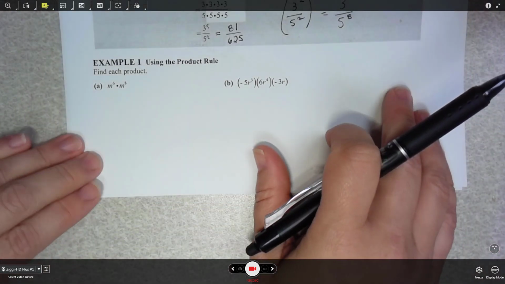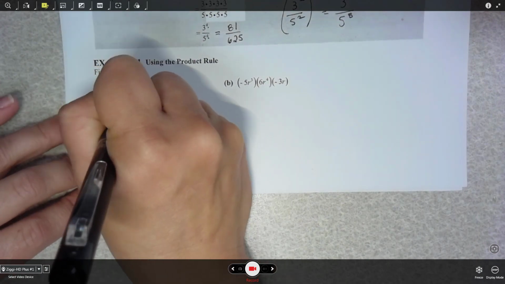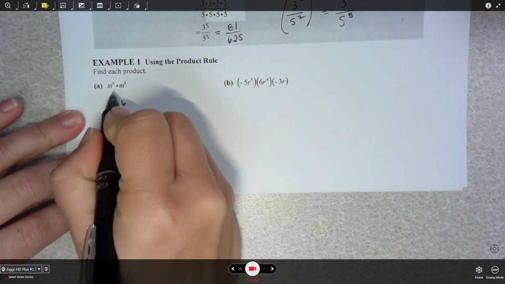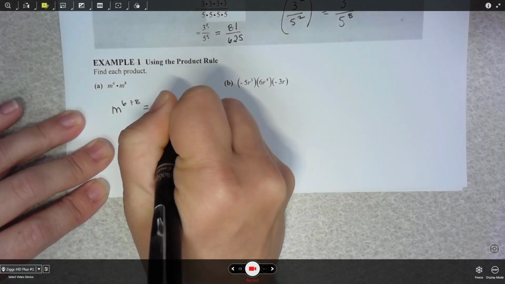Alright, if I'm using the product rule, here I have m to the 6th times m to the 8th. Since I'm multiplying, I'm going to keep my base m, and I'm going to add the two exponents together to get m to the 14th.